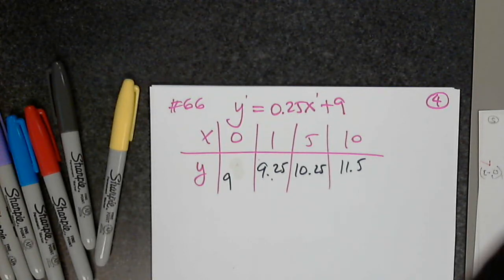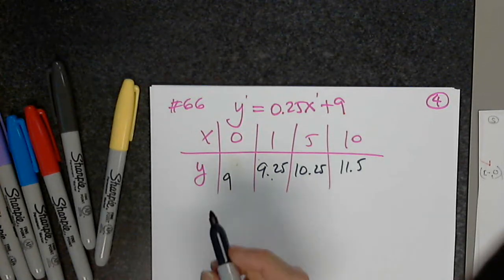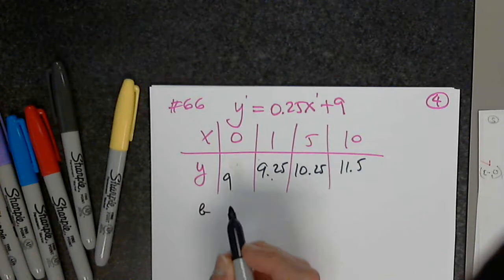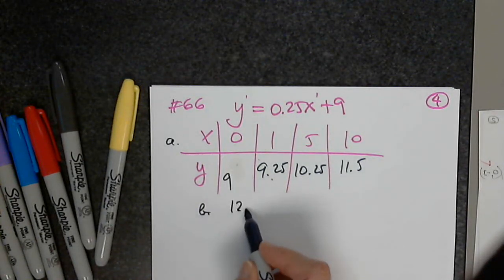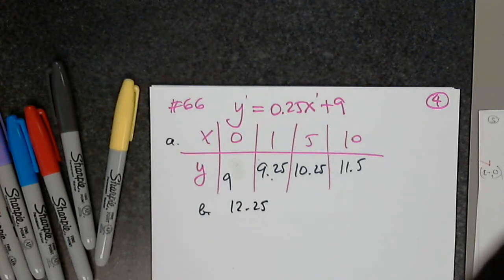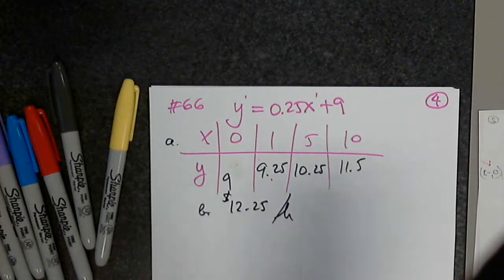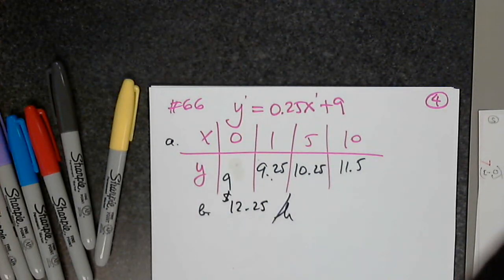Good. Part B of this question. Find the number of units that an employee must produce each hour to earn an hourly wage of 12.25. So that is part A, this is part B. 12.25 per hour. How do I determine how many hours does this person have to work to get that?